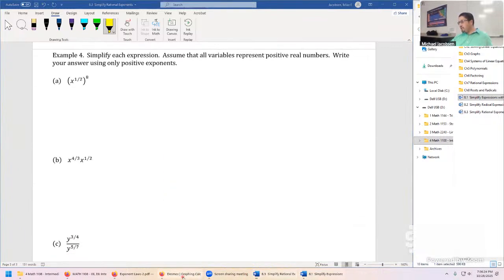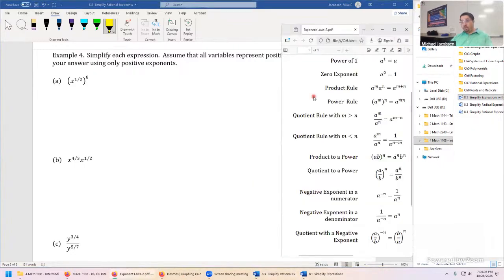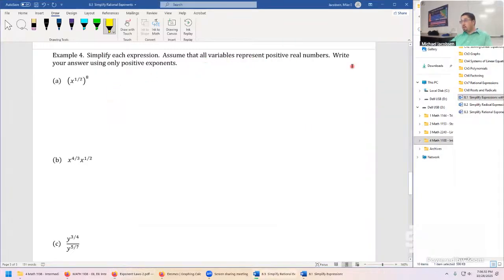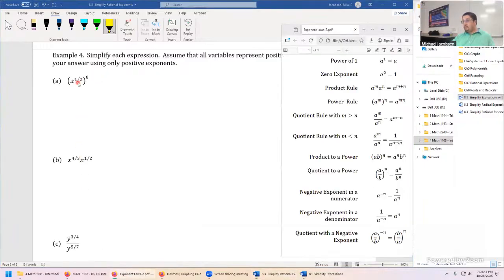So we'll look into the exponent laws one more time. It's a great way to practice these further. Simplify each one of these expressions. We're going to assume all variables represent positive real numbers. We want to write our answers only involving positive exponents. So to start this off, this is x to the power 1/2 raised to an outer power of 8. But in this kind of configuration, the exponents would multiply. We're using this property right here, the power rule.